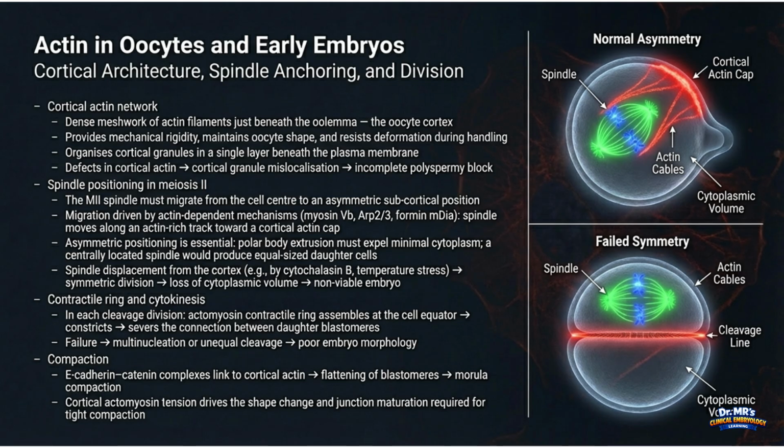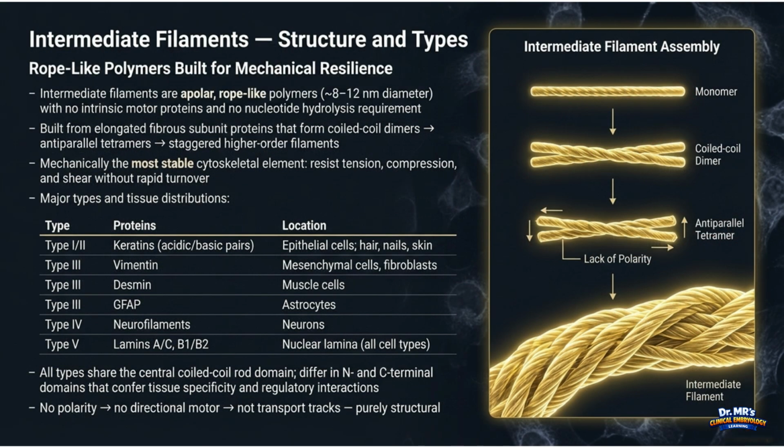But the cell can't survive on dynamic treadmilling alone. As the embryo grows, it needs structures built for pure, unyielding endurance. So, we must shift our focus to the physical shock absorbers of the cell: intermediate filaments. If actin is a dynamic treadmilling escalator, intermediate filaments are biological climbing ropes.